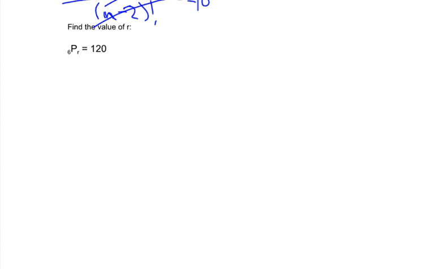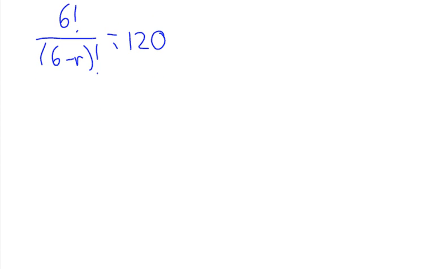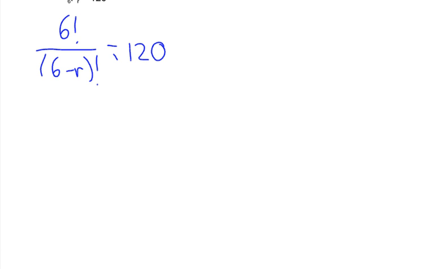All right, so you can rewrite 6Pr as 6 factorial over what? 6 factorial over what? Good, thank you. 6 minus r factorial equals 120. Okay, so 6 factorial over 6 minus r factorial.